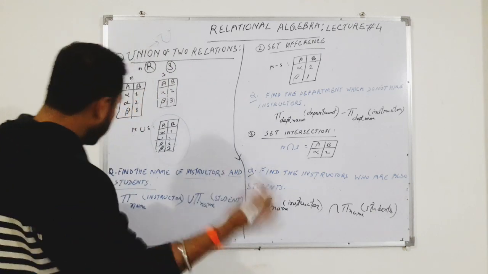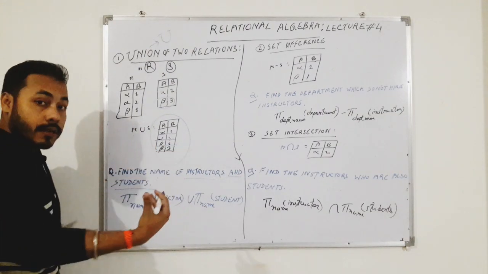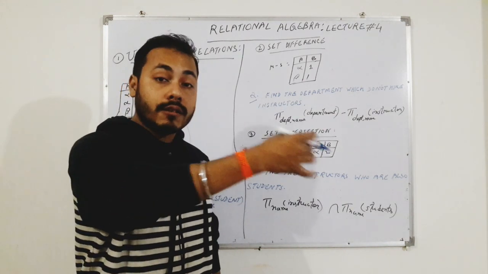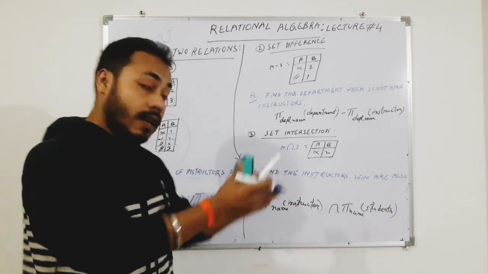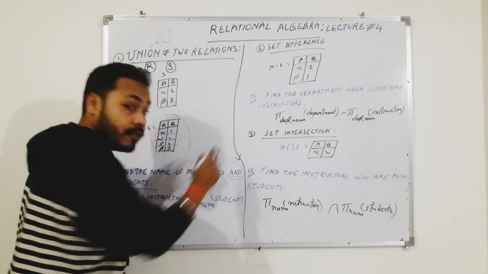What the question is asking is the names of instructors and students. They are not asking you to find the names which are common in instructor and student. They are asking for the name of the instructor as well as the name of the student. That's why "and" is used here.